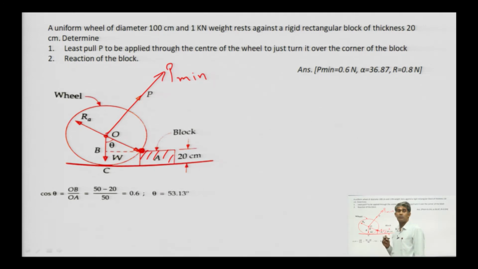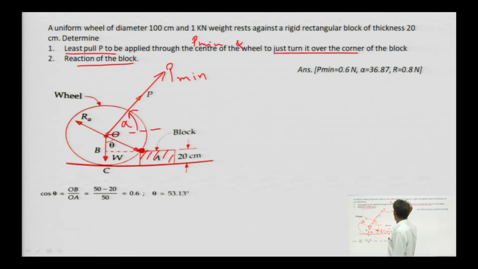So, the minimum, the lowest value of P and inclination alpha we need to find. P minimum means what we need to find out? The least pull P to be applied through the center of the wheel just to turn it over the corners of the block, and second one is the reaction of the block, R A, here. P minimum, and this one angle alpha, and this is R A. Three things we need to find in this example.